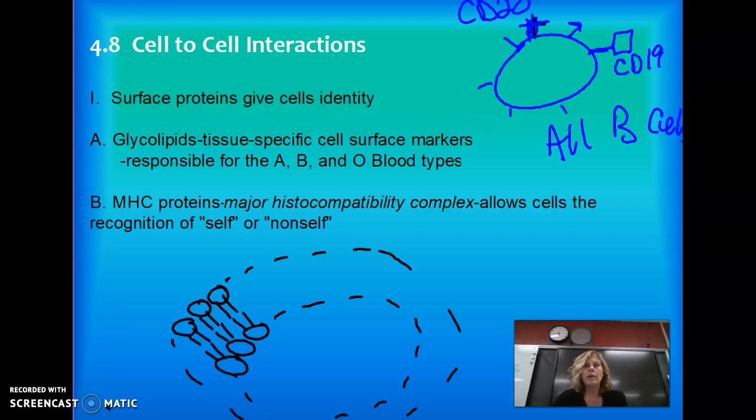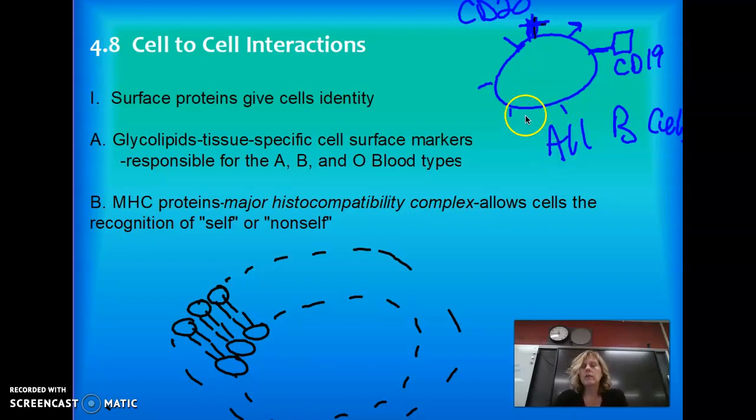And I know we went through, I think, the first slide where we talked about those surface proteins and what some of the jobs are, specifically as it pertains to blood typing. There are different markers that determine the different blood types.